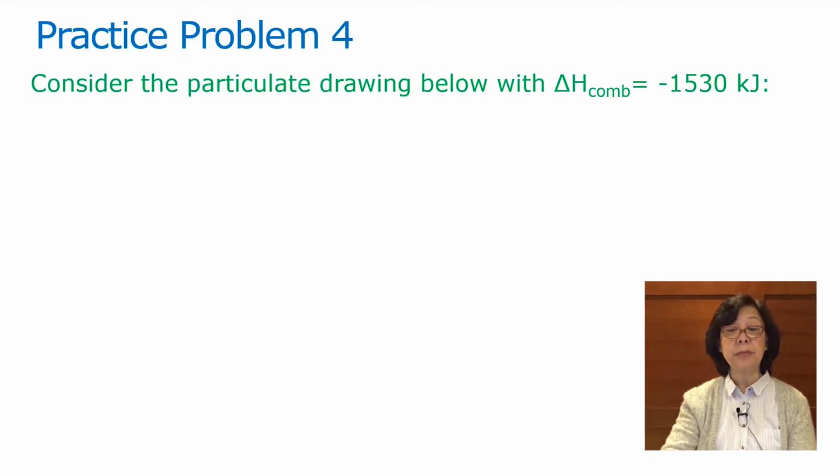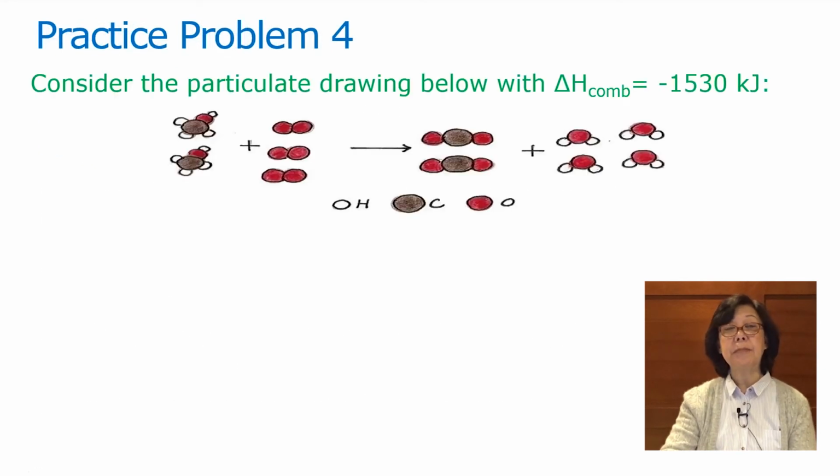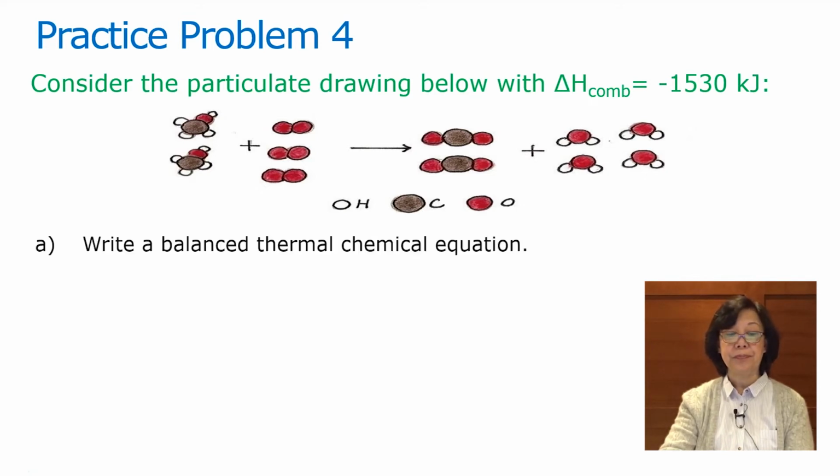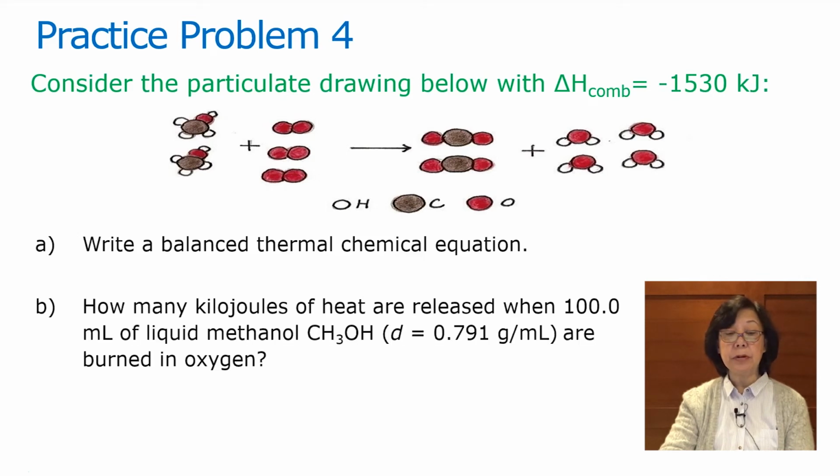In practice problem number 4, consider the particulate drawing, the combustion releasing heat of negative 1530 kilojoules. Now let's take a look at the particulate drawing. We start out with 2 moles of methanol, CH3OH, and 3 moles of oxygen to form 2 moles of carbon dioxide and 4 moles of water. So we need to write a balanced chemical equation.